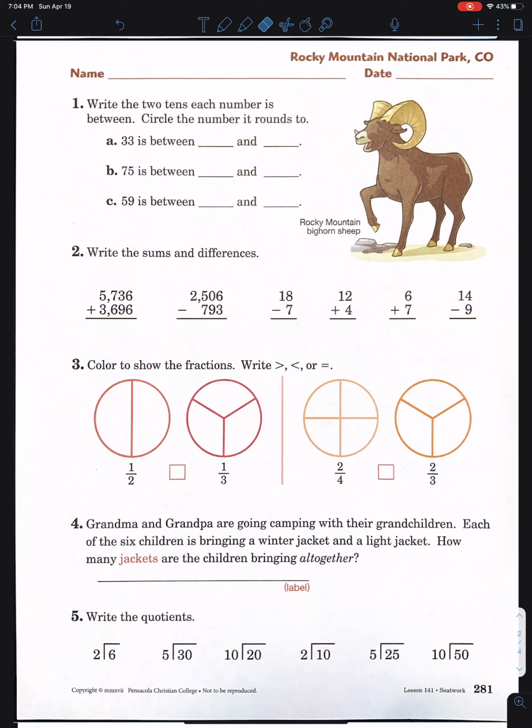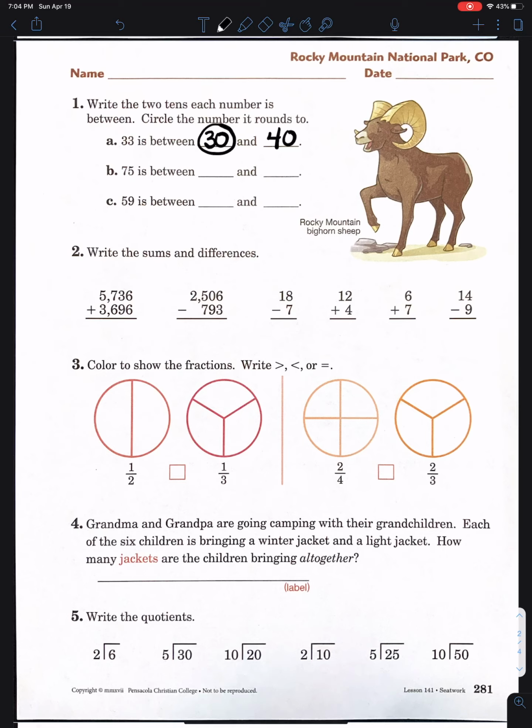Number 1, write the two tens each number is between. Circle the number it rounds to. So the number 33, which two tens is 33 between? It is between 30 and 40. Is 33 closer to 30 or closer to 40? If you said it is closer to 30, you are correct. So we're going to circle the 30.